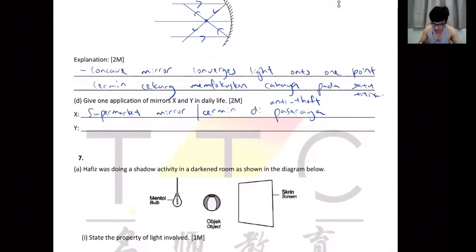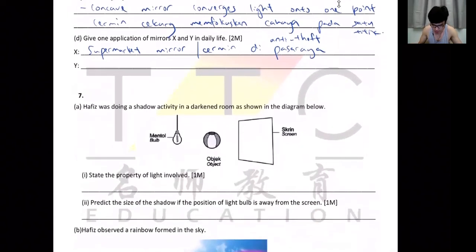Okay, so what about Y? Where do you see your concave mirror? Okay, that's your dentist mirror. Okay, cermin doktor gigi. What else? Makeup mirror, cermin solek.